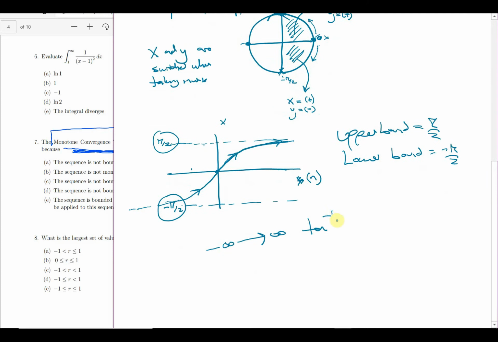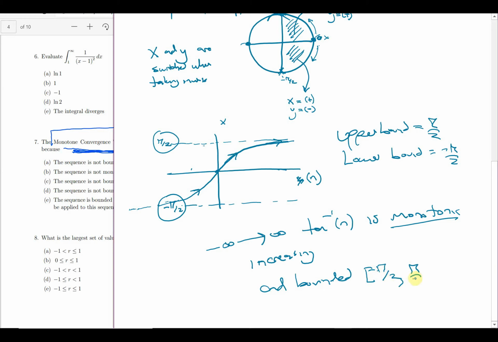Tan inverse n is monotonic, meaning it's always increasing. It doesn't decrease at any point, so it just keeps going up, and therefore it's monotonic. And bounded. It's bounded from negative pi halves to pi halves.